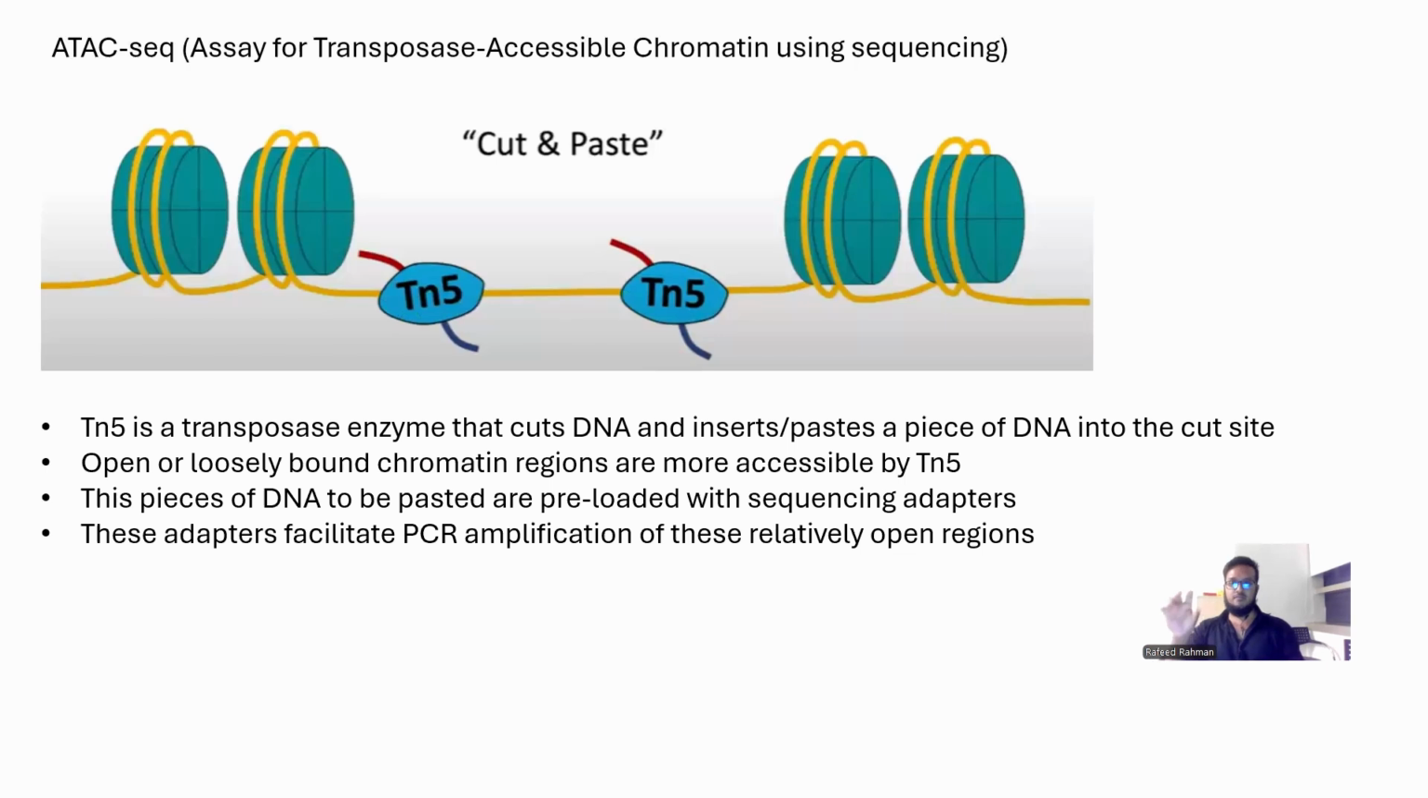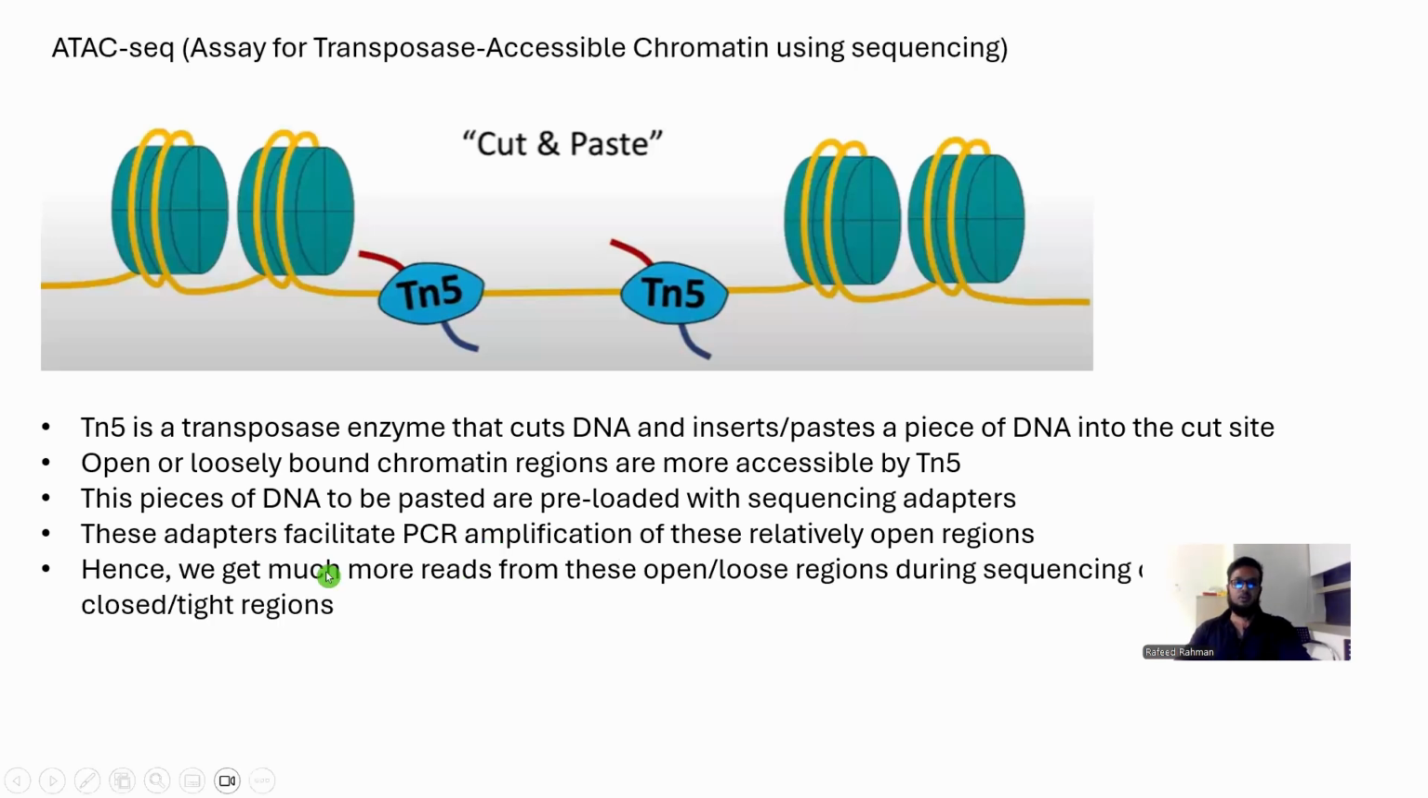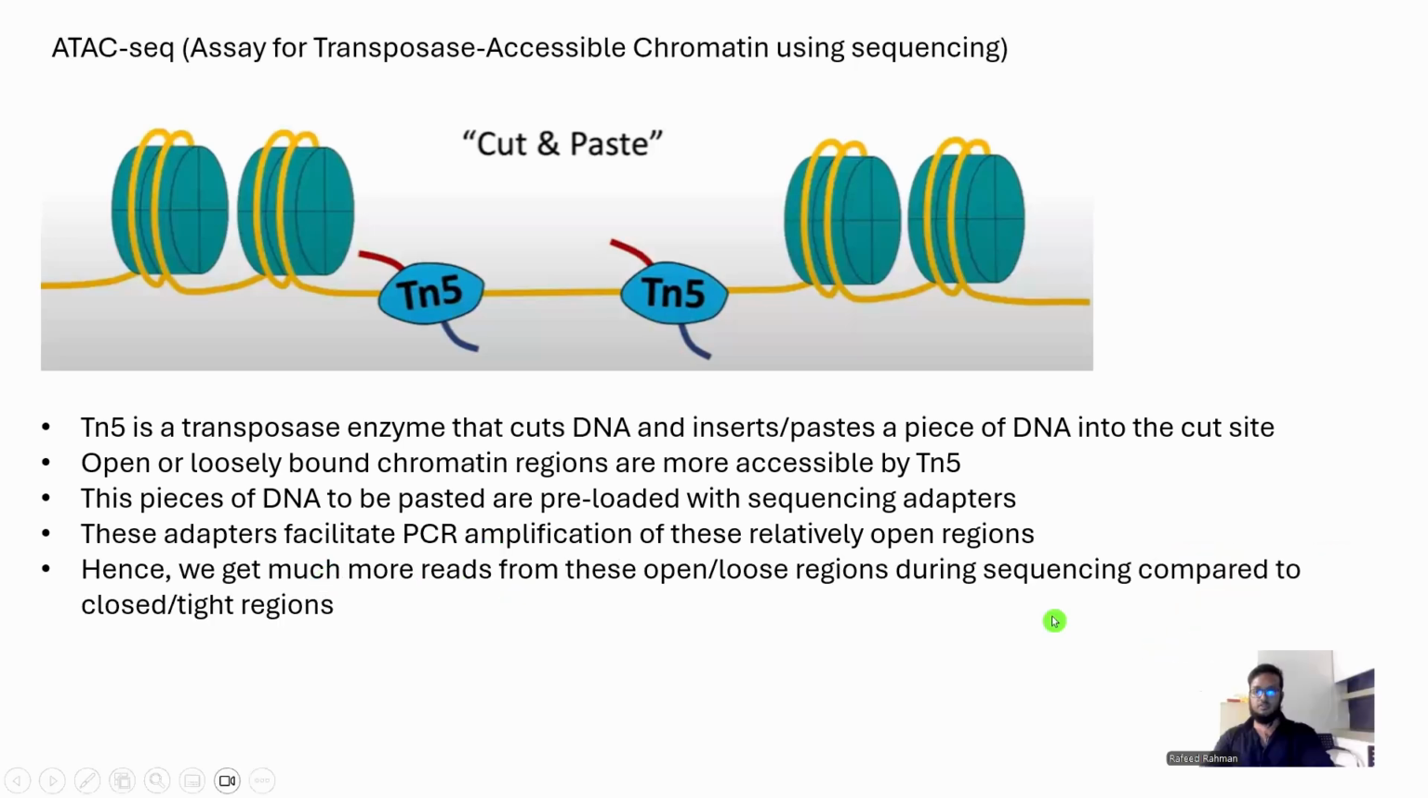So many TN5 enzymes will be placed here and many adapters will be linked here. So this place will be a lot more amplified by PCR compared to these places which are tightly bound by histone protein. You can imagine that we are going to have a lot more reads from these open regions during sequencing compared to closed or tight regions, because these open regions have been amplified a lot by PCR. And that can be used to measure the chromatin accessibility. So it is very, very simple.